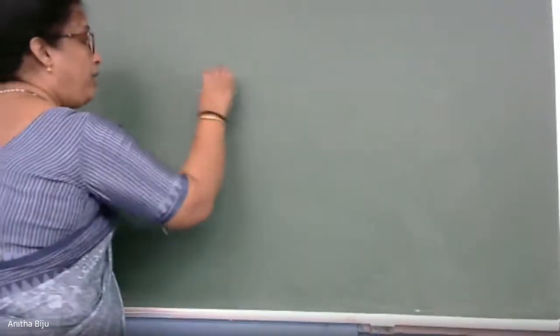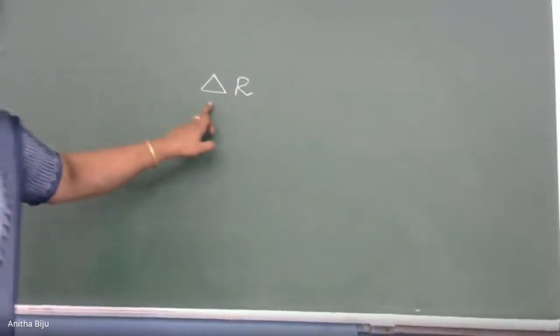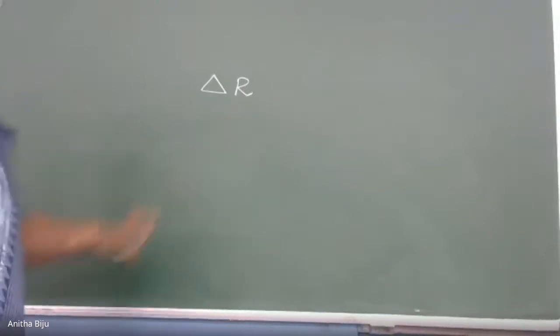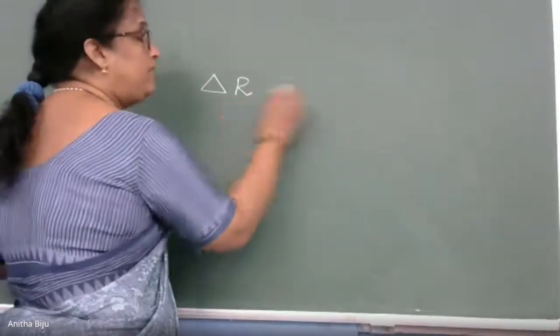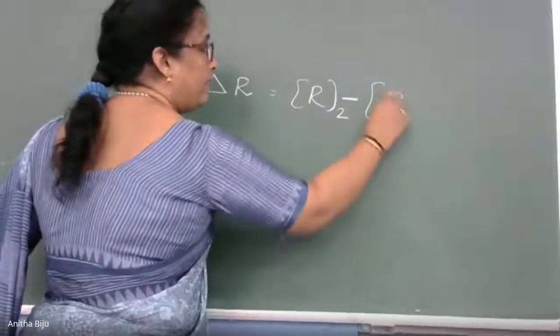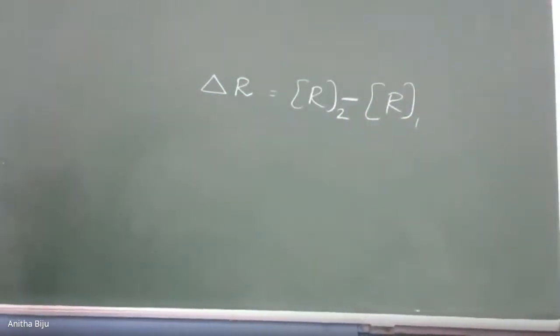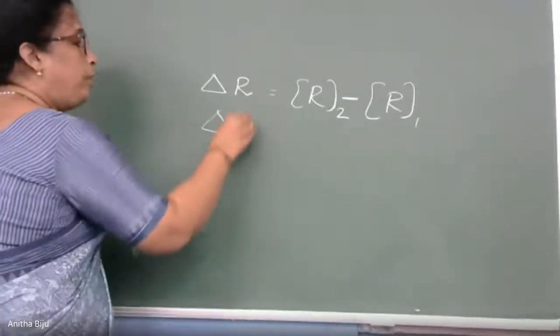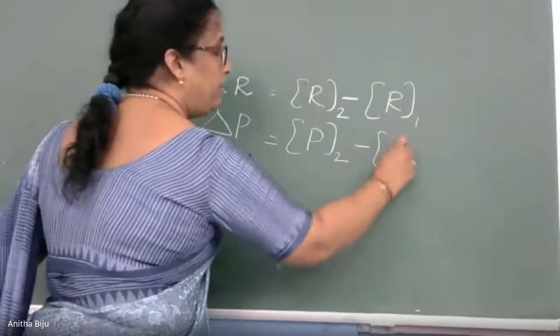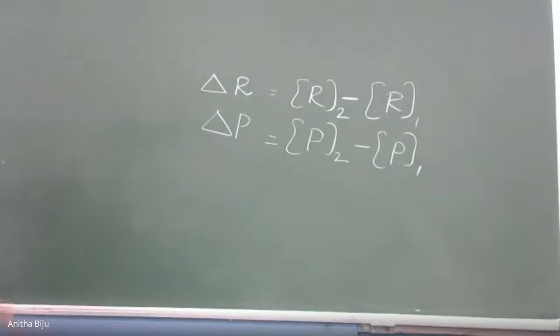So let us think about how to express it in a proper way. Simply, delta R. What is delta R? Delta stands for change, R stands for reactant. Change in concentration of reactant. So we can write delta R is equal to R2 minus R1. Change in concentration of product is equal to P2 minus P1. So this is simply the change in concentration.